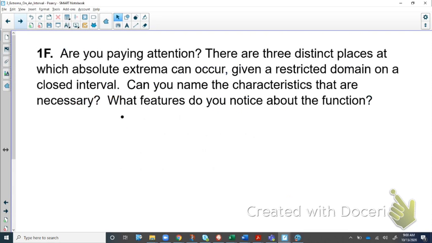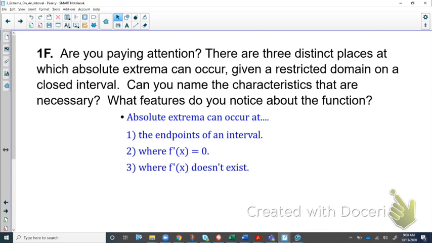So there should be 3 distinct places, ideally, that you can recognize where an extreme point, a relative or a maximum, or an absolute, is going to be located. And here are the 3 places that you can have it. Somewhere on the interval, whether it's at the end point or in between the 2 endpoints on the interval itself, wherever the derivative is 0, so that's where we have our horizontal tangent line, or the root of the derivative, and where the derivative doesn't exist.